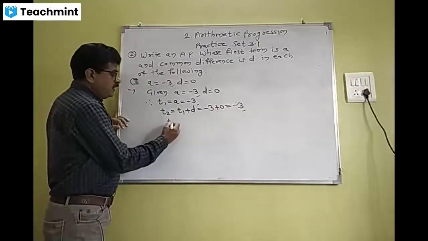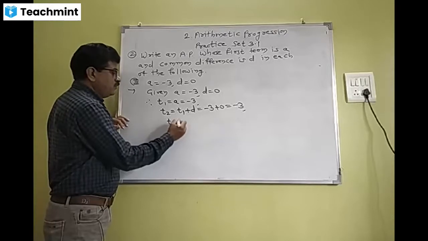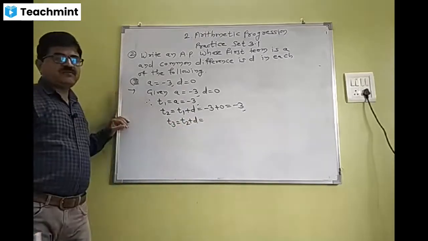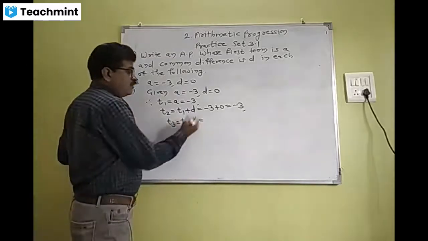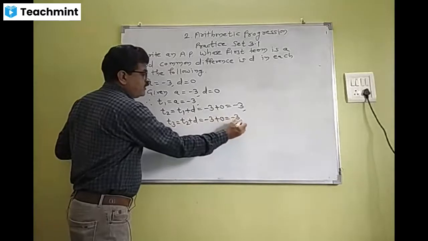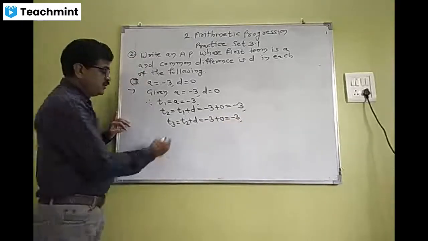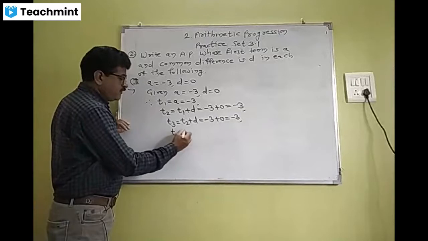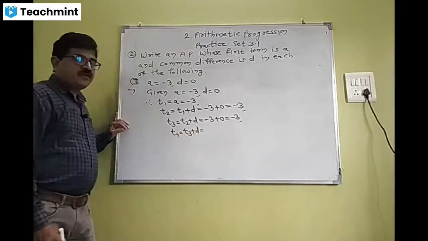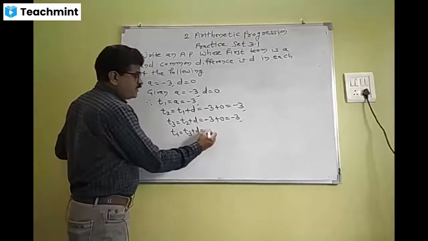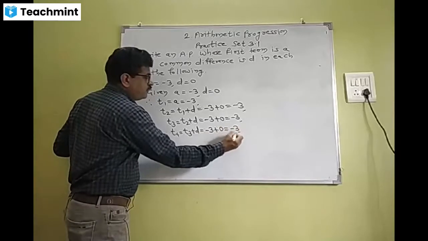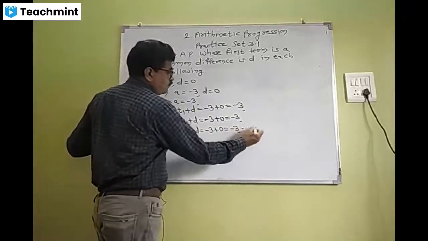Next term T3 is equal to previous term T2 plus D is equal to, value of T2 is minus 3 plus D is 0, is equal to minus 3. T4 is equal to T3 plus D is equal to, value of T3 is minus 3 plus 0 is equal to minus 3, and so on.